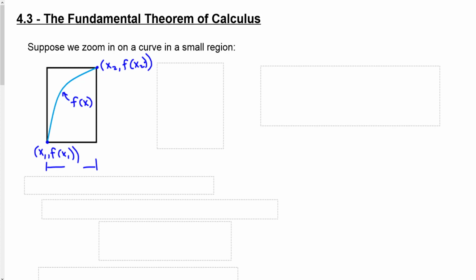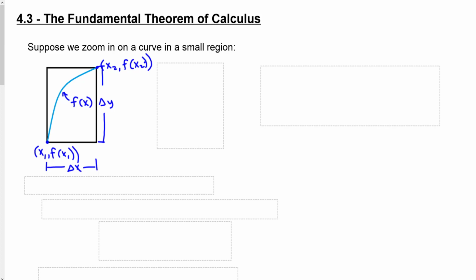from x1 over to x2, that's a distance of delta x, because we've defined delta x as a change in the x direction, x2 minus x1. Similarly, this change from here to here, this is my change in y, so I'll call that delta y. It's f of x2, which is y2, minus f of x1, which is y1.